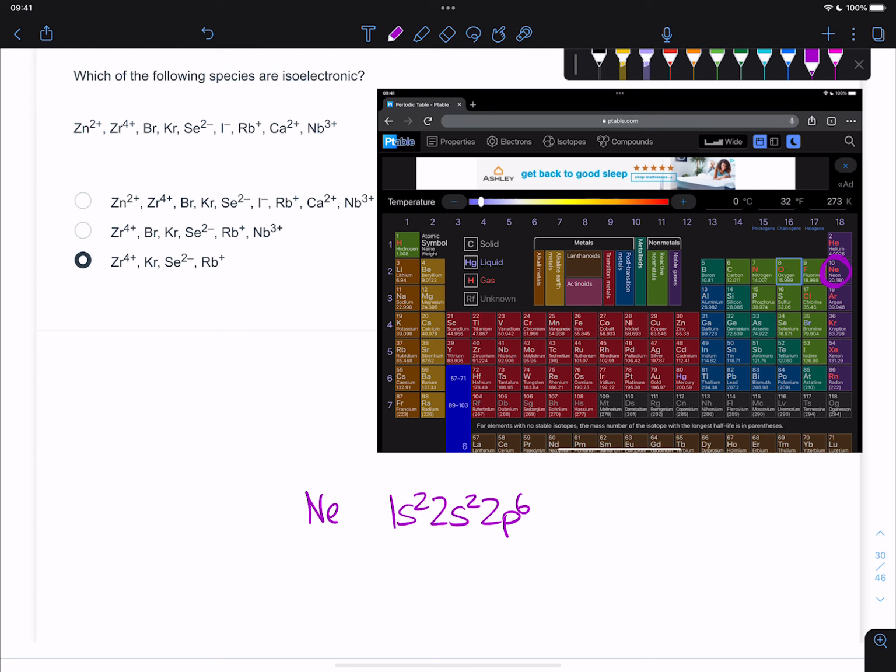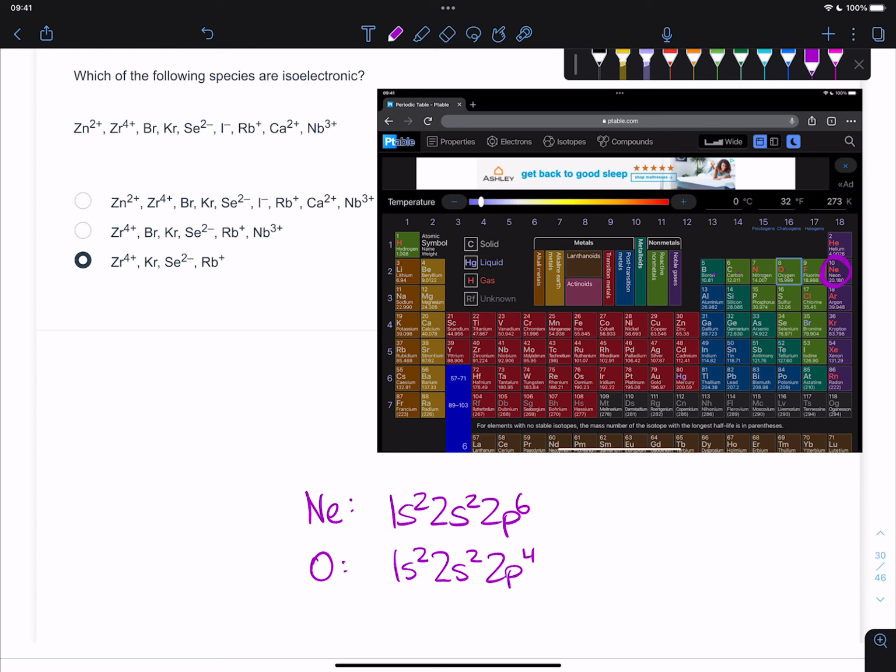Oh, this is normal neutral neon. Let's see what regular old normal oxygen is. Normal oxygen would be 1s2, 2s2, 2p4. That's normal oxygen. But what if this were an oxide anion, so it gains 2 electrons?